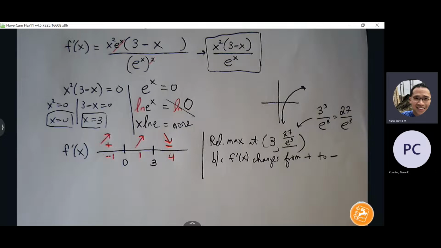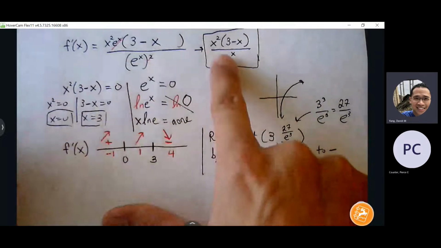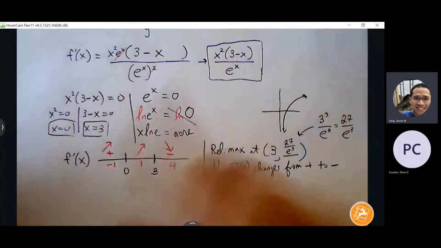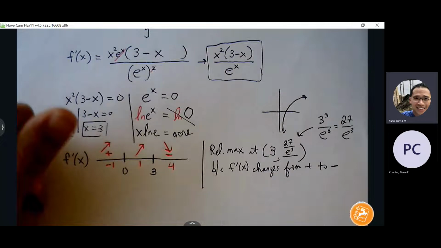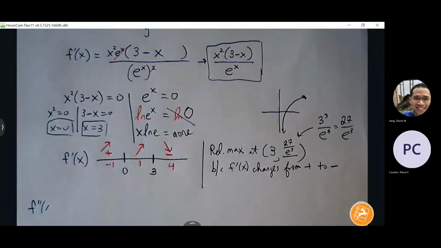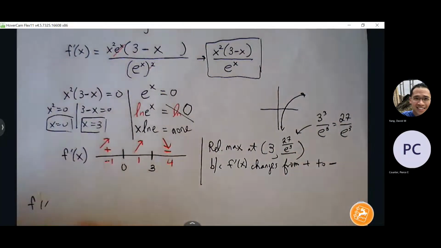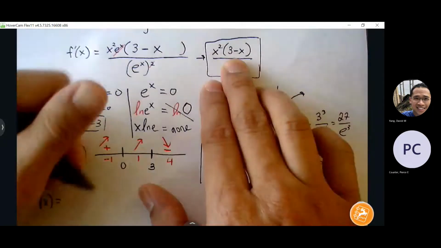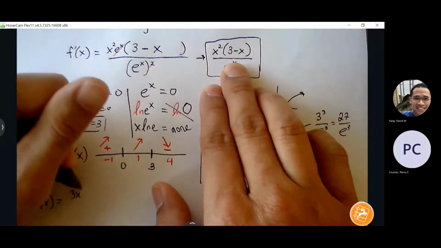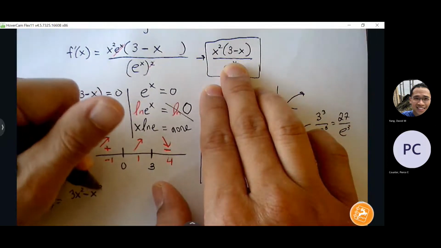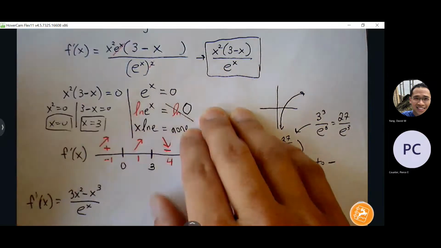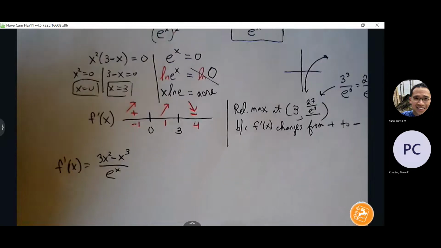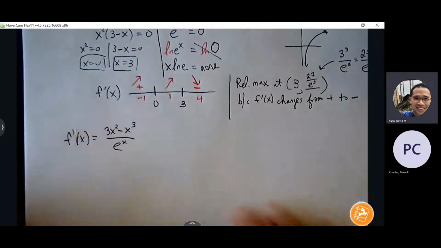Moving on to the second derivative function. I'm going to rewrite this f prime. It's a little bit easier to do quotient rule if I can just resolve those parentheses. Moving to the second derivative. All right, so there's my f prime rewritten.